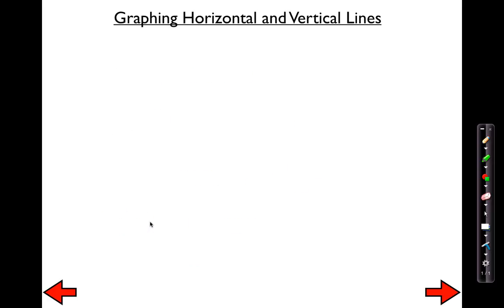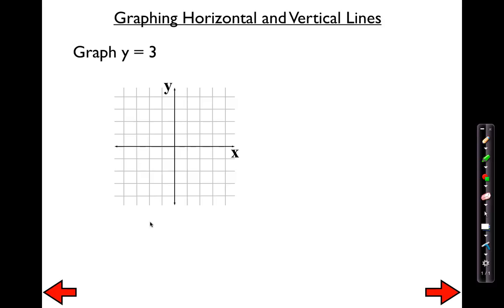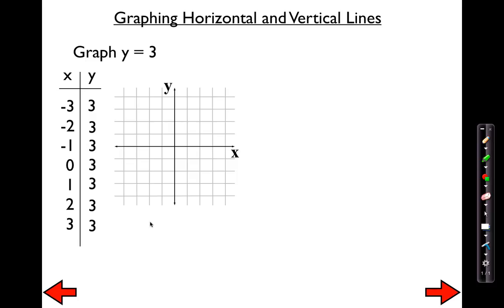So now we're going to practice graphing some horizontal and vertical lines. So here it says graph y equals 3. Notice this is a simple rule. They're telling you y has to equal 3. So I'm going to go ahead and create a table for myself where I'm going to follow instructions. It says y equals 3, so I'm going to put 3 for all the y's. Now I'm just going to pick some numbers. I'm going to pick -3 all the way to +3. Now that I have those points, I can go ahead and graph them.